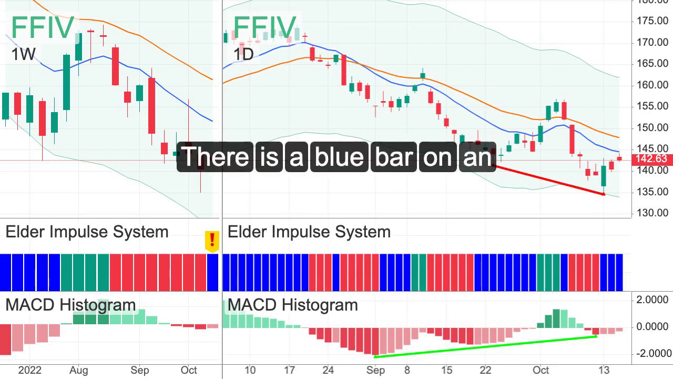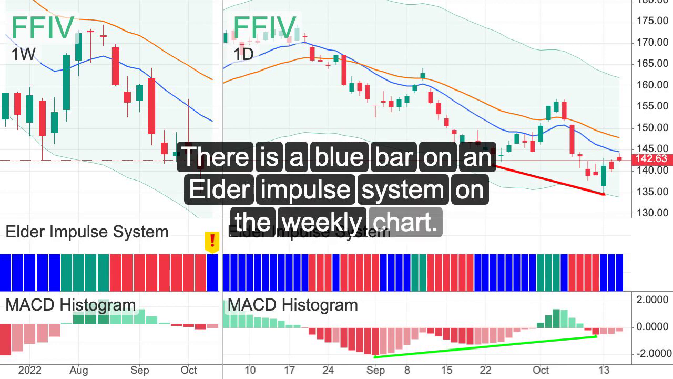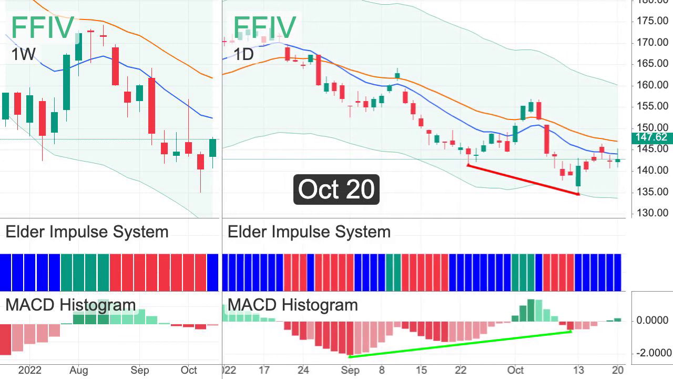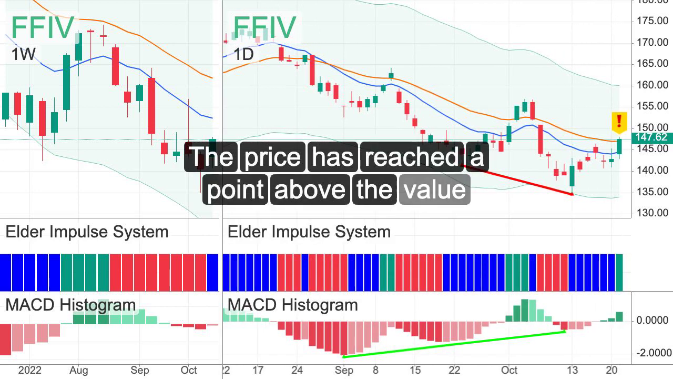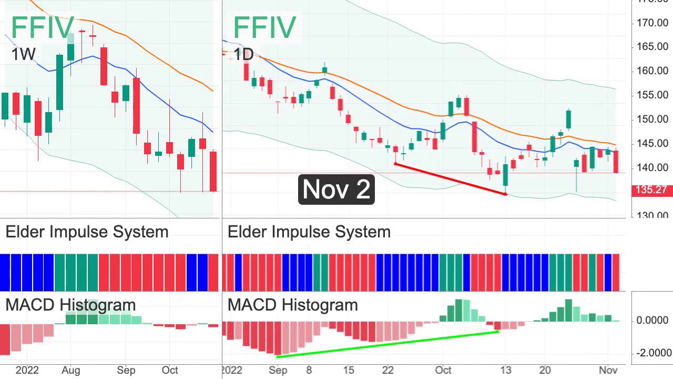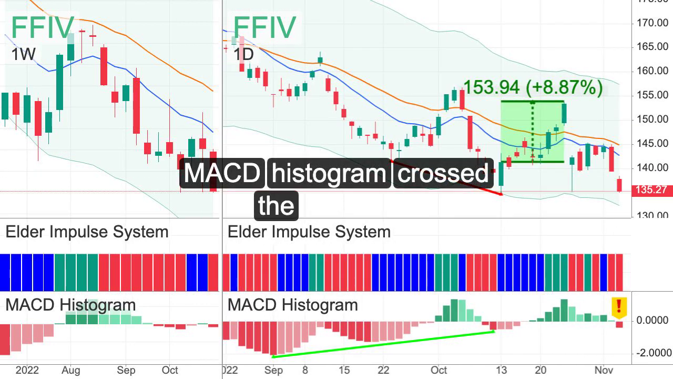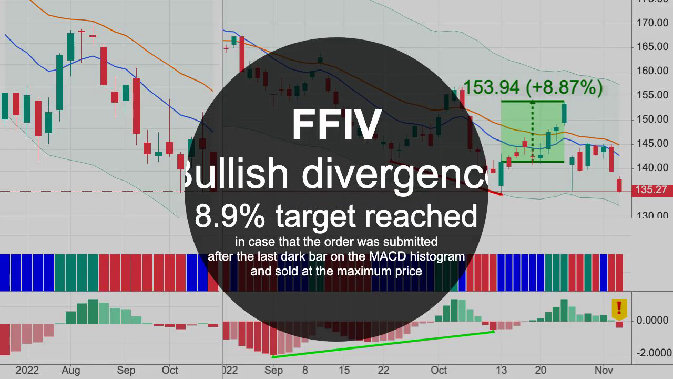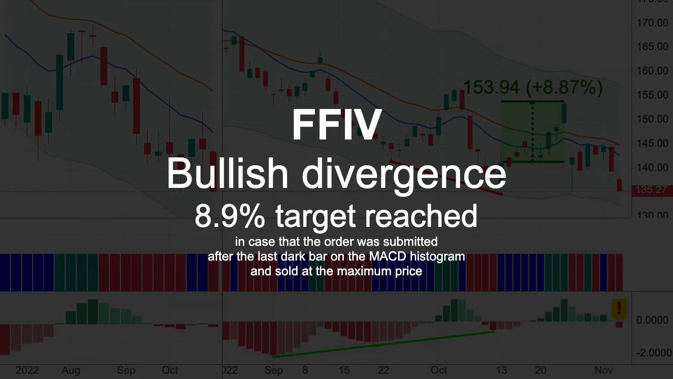There is a blue bar on an Elder impulse system on the weekly chart. The price has reached a point above the value zone. MACD histogram crossed the zero line. 8.9% target reached.